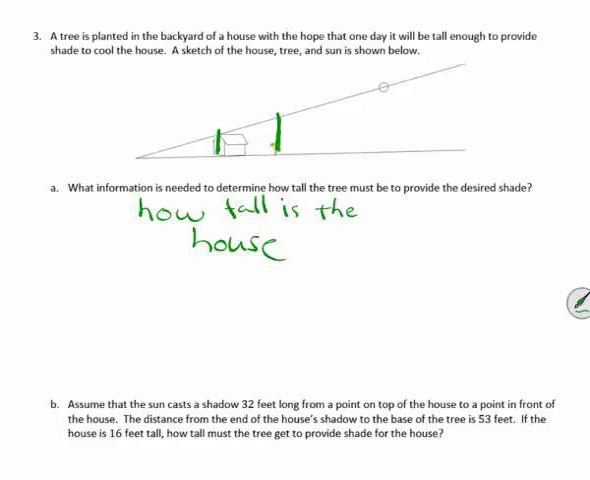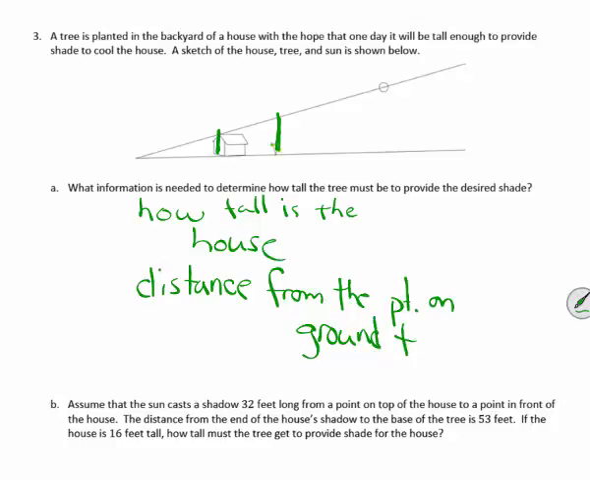I need to know how tall the house is. Right, and I need to know the distance from the point on the ground to the house and to the tree. Or I need to know the distance to the sun. Either way. All right, assume the sun casts a shadow 32 feet long from a point on top of the house to a point in front of the house. So here's your house, here's its shadow, 32.